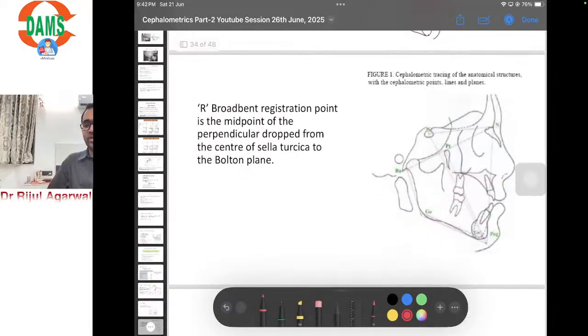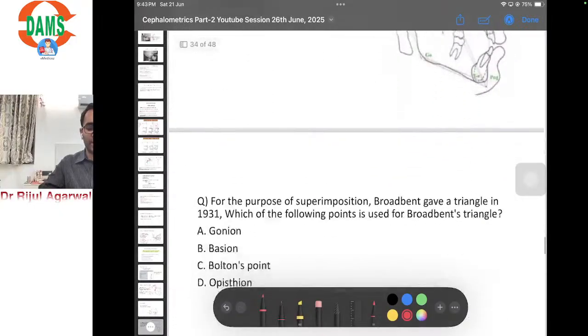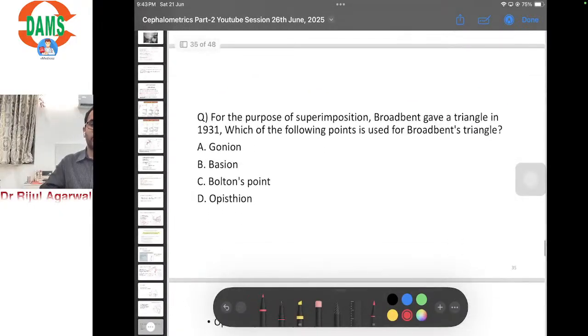Okay, next, R point or Broadbent's registration point is the midpoint, which we have already discussed, of the perpendicular drop from the center of sella turcica to the Bolton plane. Now Bolton plane is from basion to nasion, not from Bolton to nasion. Just remember that. This point came up in AIIMS, I think previous AIIMS 2020 or 2019. Broadbent's registration point or point R. So this was the question.